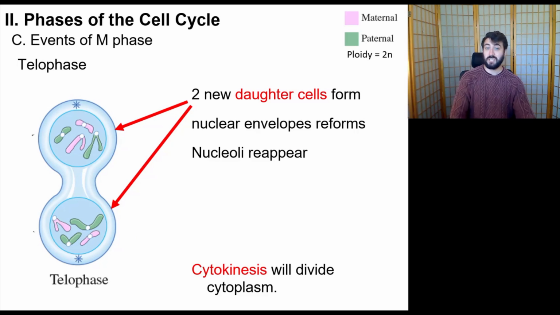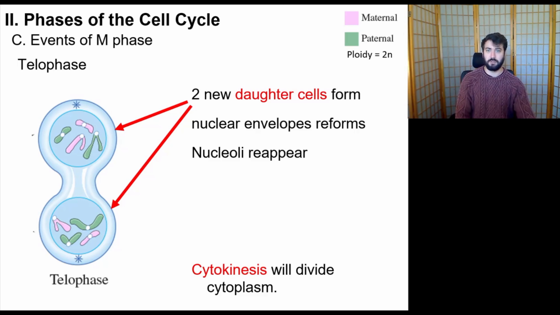Finally, during telophase, two new daughter cells form as the nuclear envelopes reform and the nucleoli reappear. If you guys remember what those are. So nuclear envelopes, kind of the bubble around the whole nucleus, that double membrane thing. And the nucleoli is the kind of dense portion of the nucleus. Now, concurrent to this process is something called cytokinesis, where the cytoplasm actually gets split between the two daughter cells.